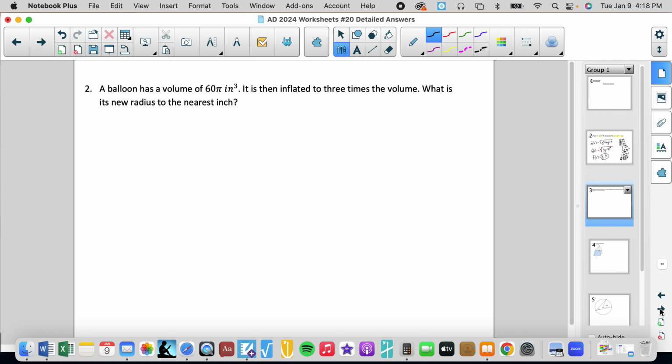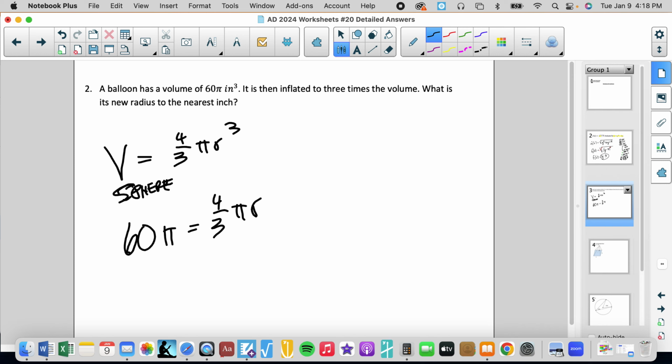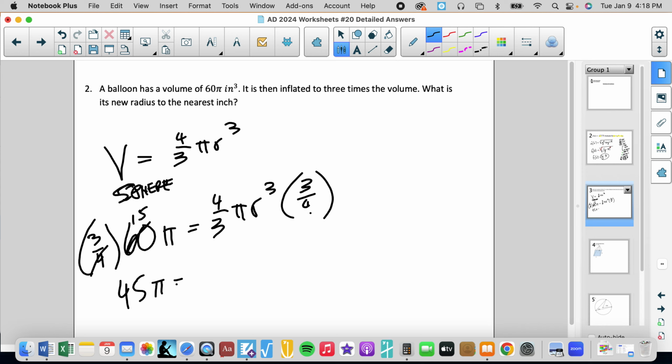It's a good one. A balloon has a volume of 60 pi inches cubed. So the volume of a sphere equals 4/3 pi r cubed. So we're going to substitute 60 pi in for 4/3 pi r cubed. First we're going to multiply by 3/4. 4 goes into 60 15 times, and 3 times 15 is 45. Pi equals pi r cubed. We're going to divide by pi.